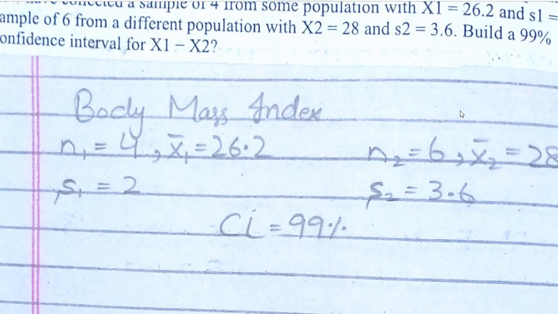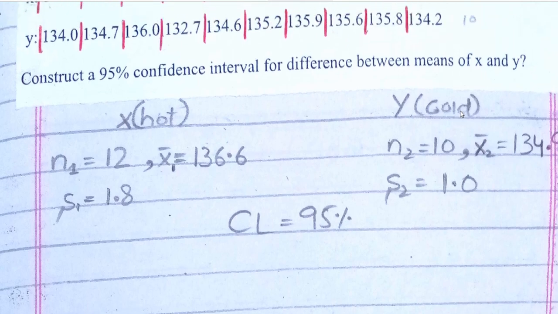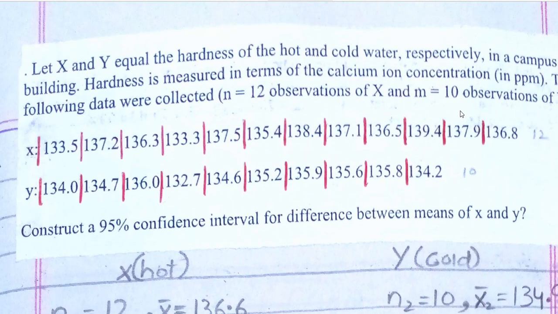Now this is the question I was talking about, like check here, this question number 6, that X and Y. Here you can see that X and Y equal hardness of hot and cold water respectively in a campus building. Hardness is measured in terms of calcium ion concentration. And the following data were collected.